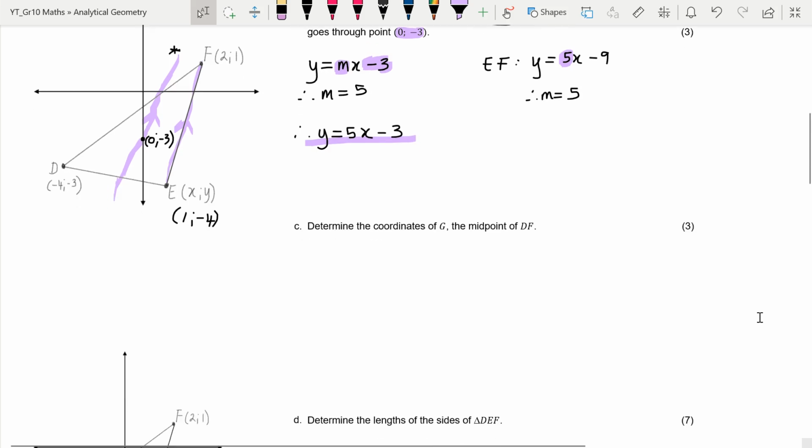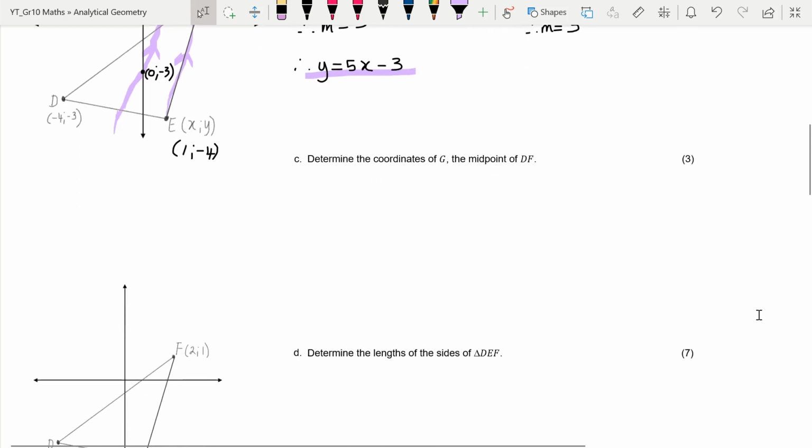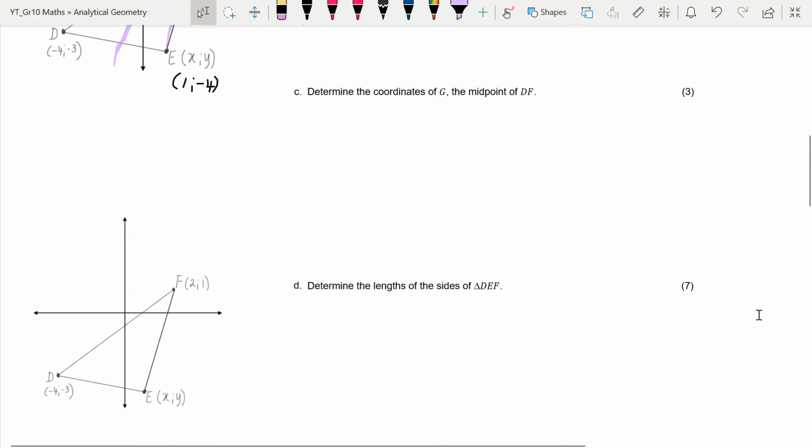Let's look at the next question. 4C. Determine the coordinates of G, the midpoint of DF. All right, I'm going to use this one at the bottom. Let me scroll down a little bit more. No, that's not going to work. So what are we trying to find? We are trying to find the midpoint of DF. So DF, I am estimating it would be more or less over there. Let's have a look. We've got coordinate D and F. That's perfect. So we can find that midpoint.